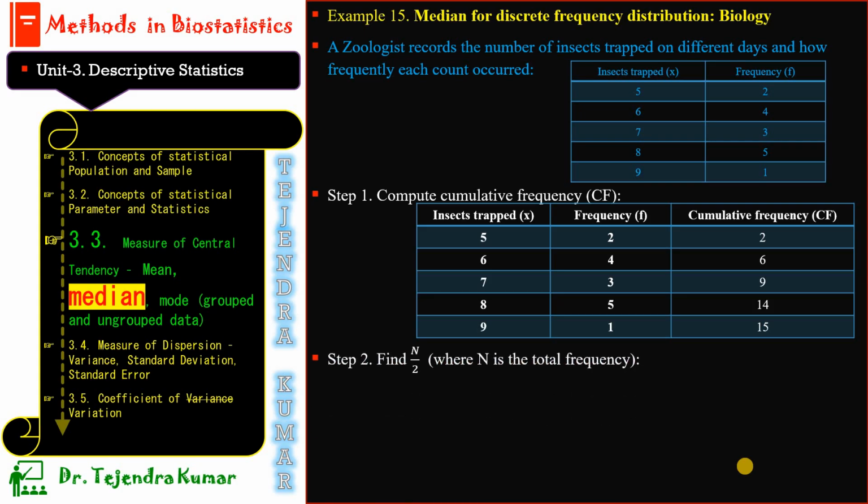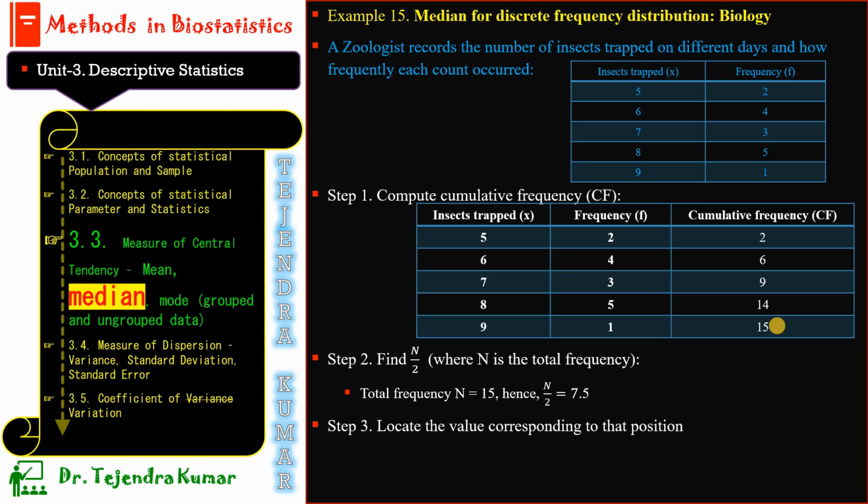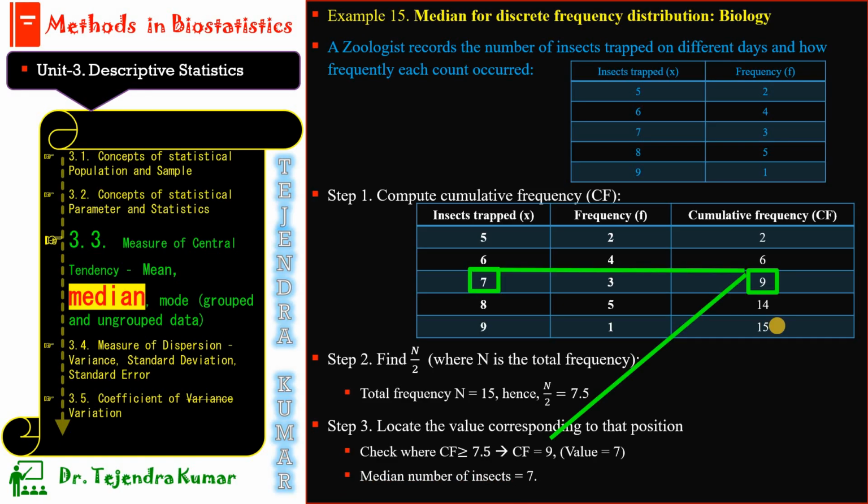Find the n by 2 value, where n is the total frequency. Here you can see the highest cumulative frequency is 15, so n is 15, hence n by 2 is equal to 7.5. So locate the value corresponding to that position. Because CF is greater than or equal to 7.5, this is the CF 9 in the table, and the corresponding value is 7. So the median number of insects is 7.